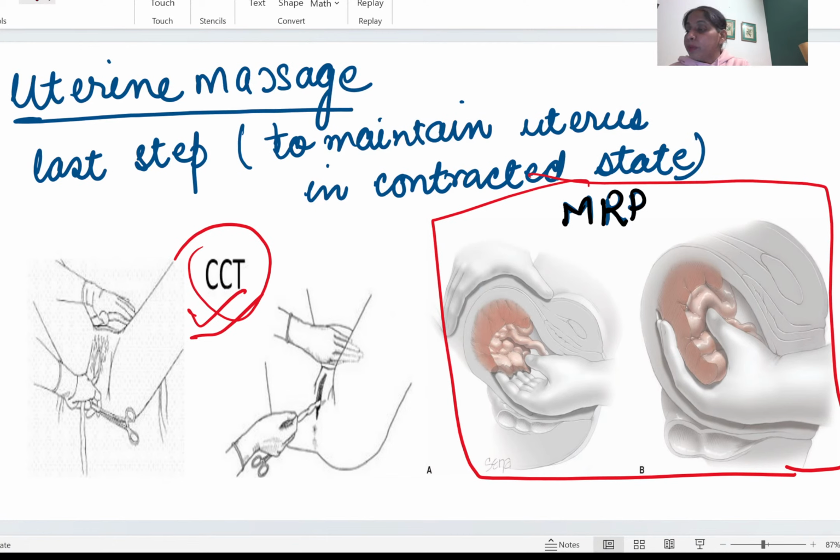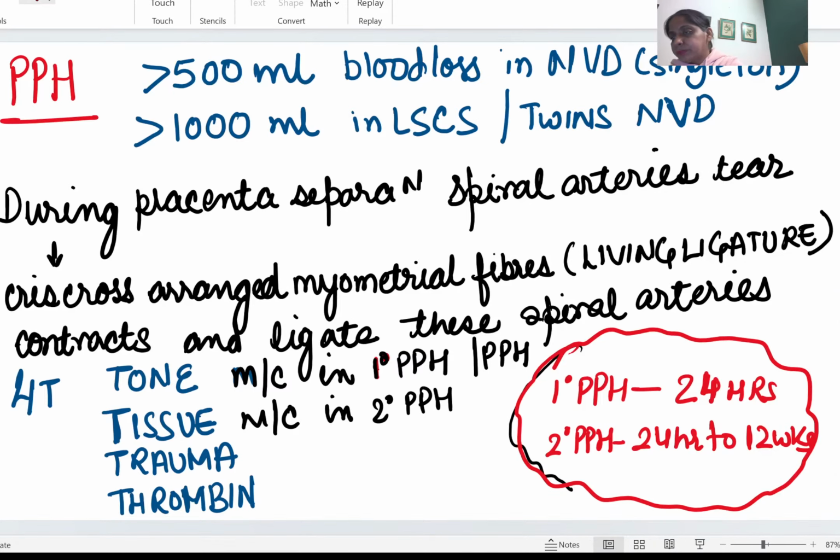This is how the manual removal of the placenta is done. Is it clear to you? Let us take the next topic, PPH. Please write down in the chat box if you have any query.